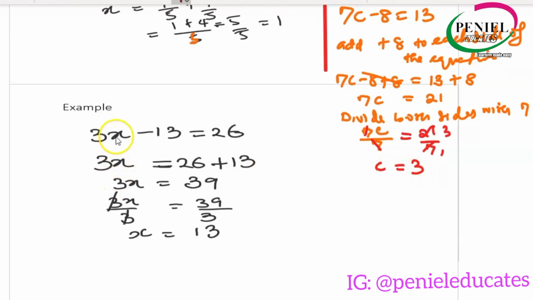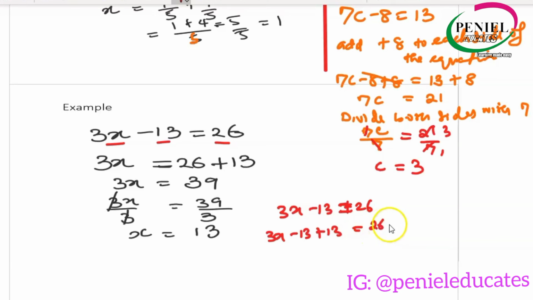The same thing goes there. I can do the same thing. This is 3x minus 13 is equal to 26. So I can add 13 to both sides: 3x minus 13 plus 13, then 26 plus 13. What I'm just trying to do is eliminate this particular one. So I'm going to have 3x, this is 0, then I'm going to have 26 plus 13, that is 39.